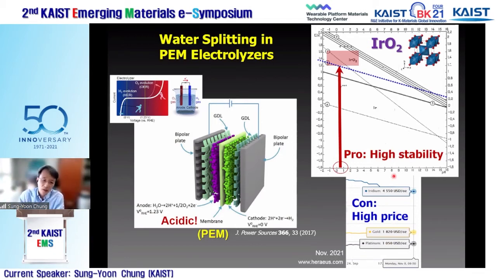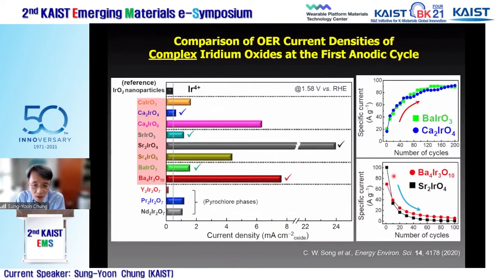So reducing the utilization of iridium at the anode catalyst is one of the key issues in this PEM, proton exchange membrane-based electrolysis. So we investigated different types of complex iridium-based oxides. But the interesting thing is that most of them have much higher activity. Okay, but the problem is the stability.